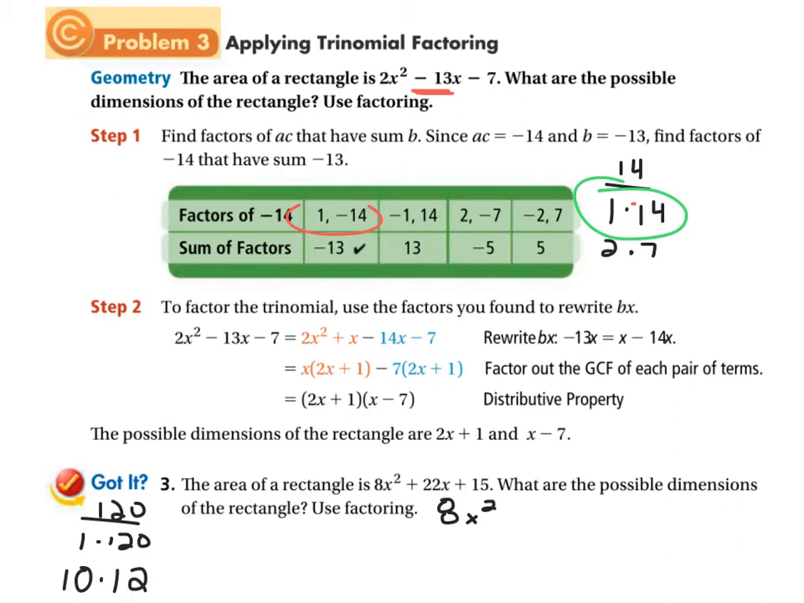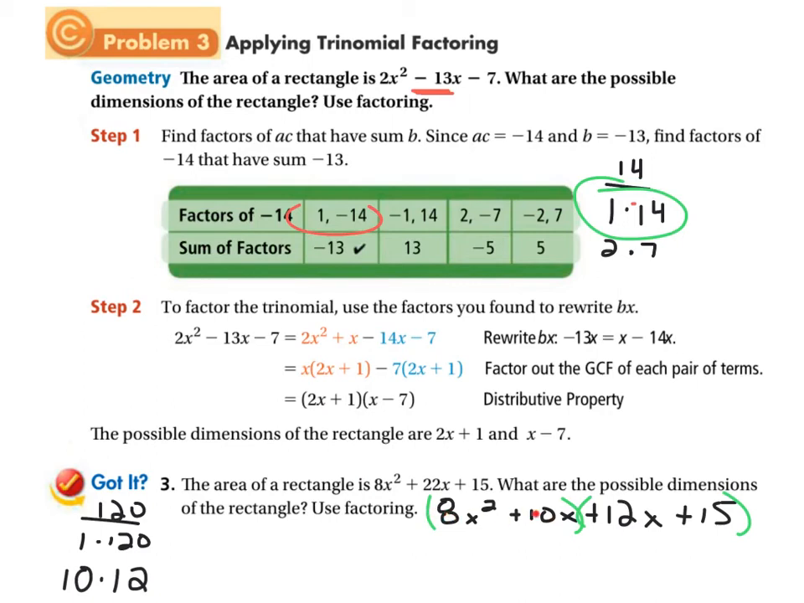Okay, so I'm going to write it as 8x squared plus 10x plus 12x. Those are the two numbers that I had. Sorry, my pen is having a hard time writing today. Plus 12x. And then my constant that was at the end, plus 15. Okay? And then what I should do here is I should group the first two terms and the last two terms separately. And figure out what can I factor out of here.